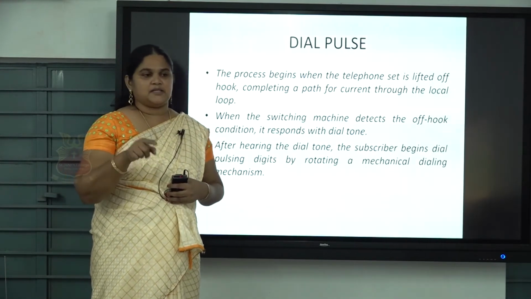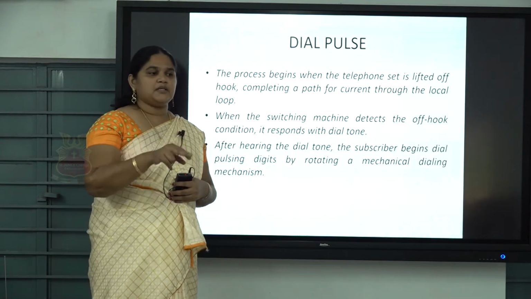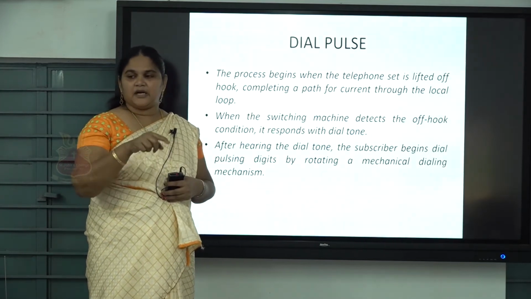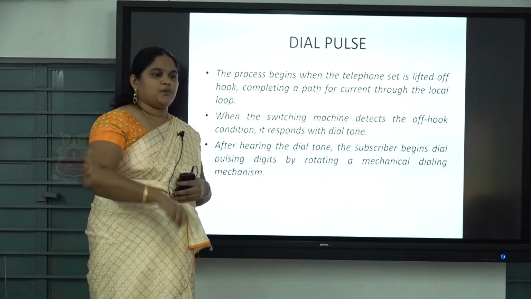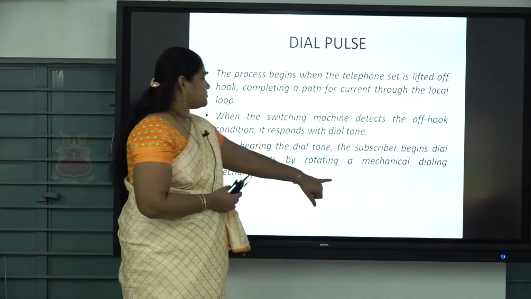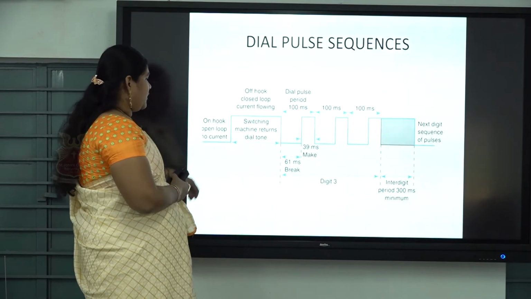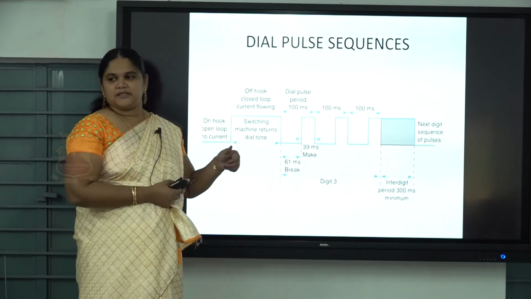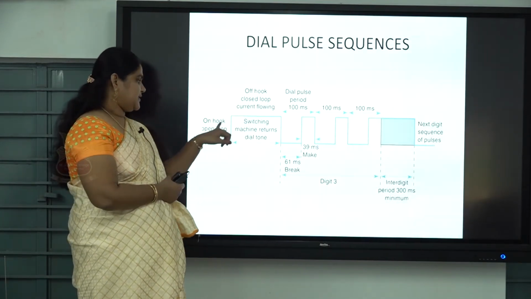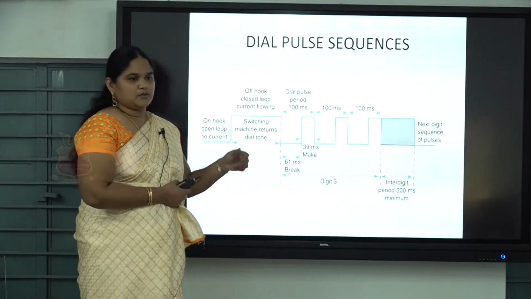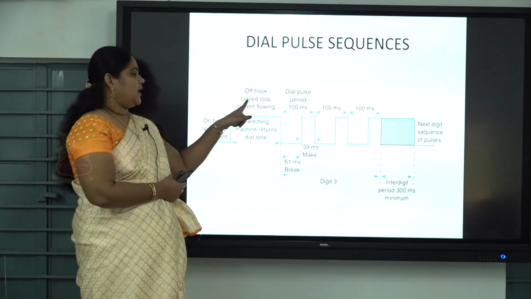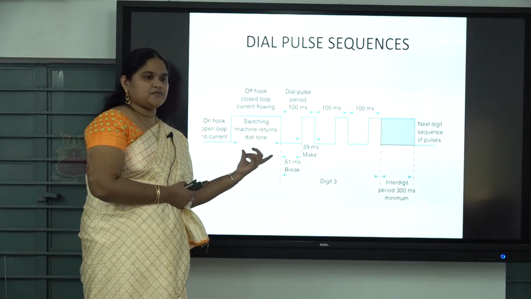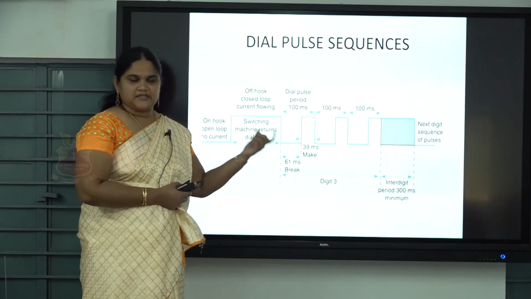Before, with DTMF or MF, we used a touchpad where we press 1, 2, 3. Here we have to rotate the dial from 0, 1 like this. This is the dial pulse sequence. First, on hook means the phone is in the cradle, so there is no current; it is an open loop. Next, off hook means we lift the phone from the cradle, the closed loop current flows, and the switching machine returns a dial tone.